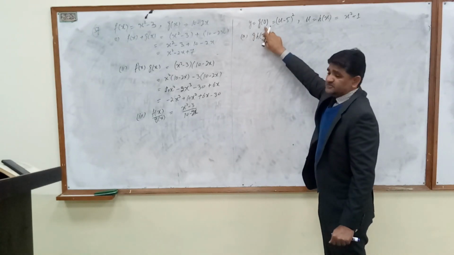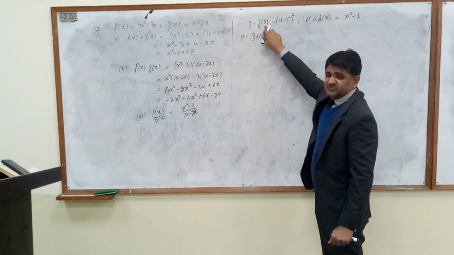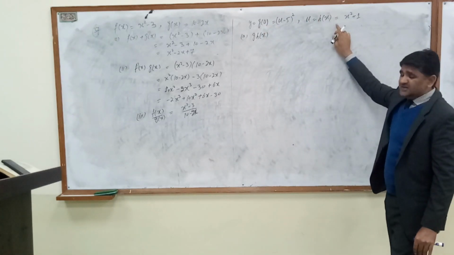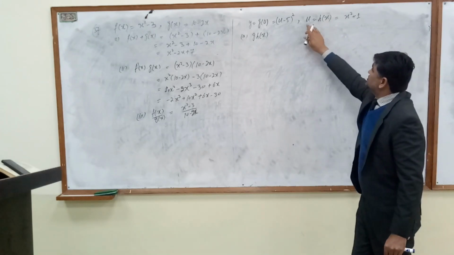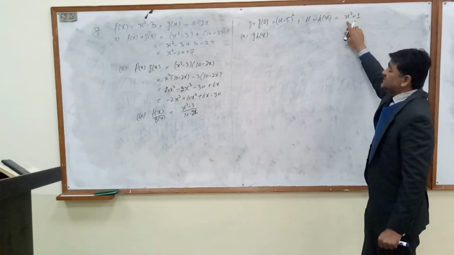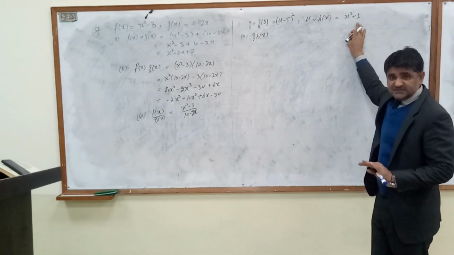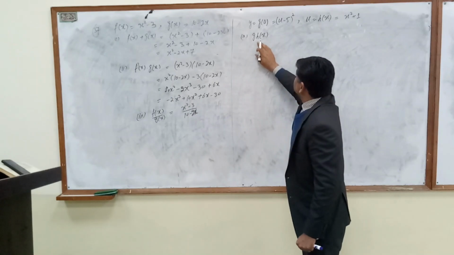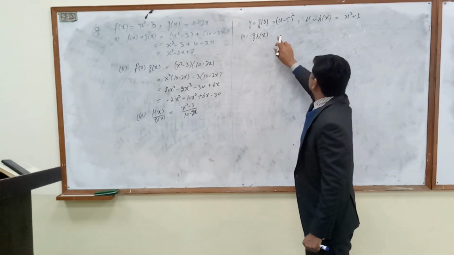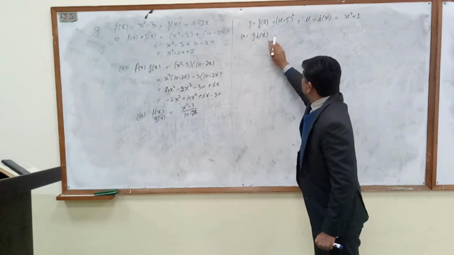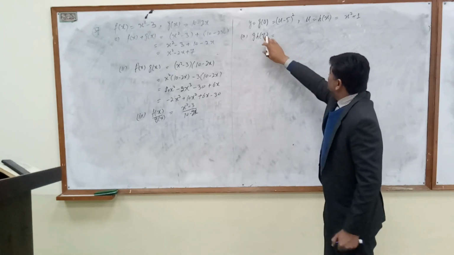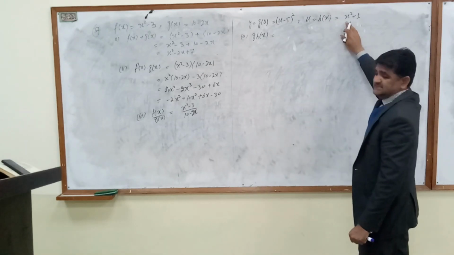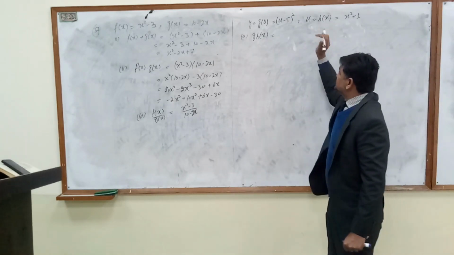Very simple. Y is a function of g of u, y is a function of u, and u is a function of x. Simply we can place the value of u by x square plus 1. What we have to find is g of h of x. So in this function, we simply place the value of u, which is x square plus 1.